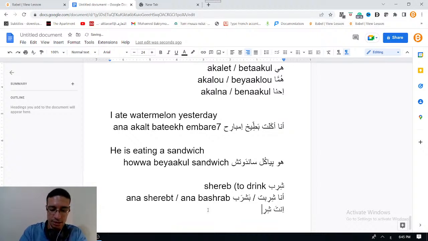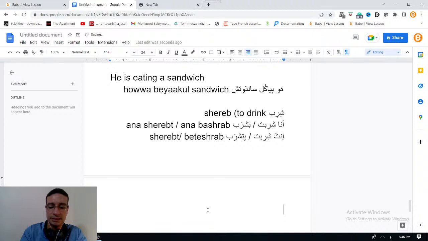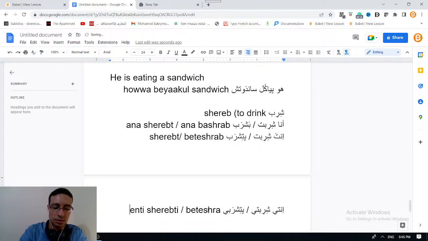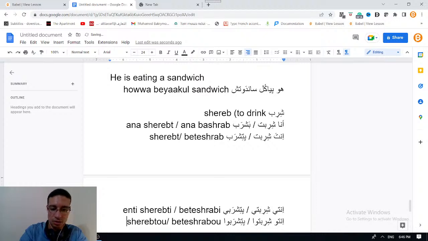أنت شربت. أنت بتشرب. أنتي شربتي. أنتي بتشربي. أنتوا شربتوا. أنتوا بتشربوا.